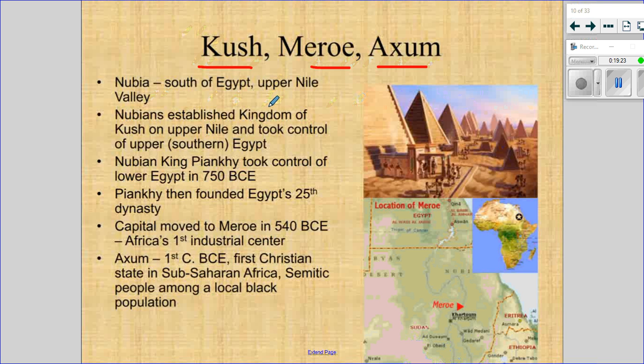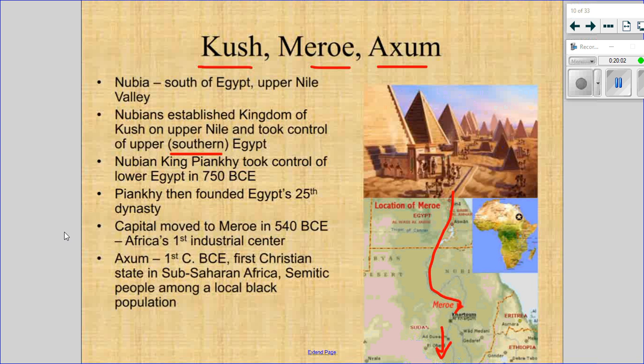So Nubia is south of Egypt on the Upper Nile, and Nubians established the kingdom of Kush on the Upper Nile and took control of Upper Egypt. And by Upper Egypt, I mean Southern Egypt. I know that's a little counterintuitive, but remember the Nile flows out into the Mediterranean, right? So when we talk about Upper Egypt, we're talking about southern Egypt. I know that from our perspective, guys, remember North and South are just made up anyway.